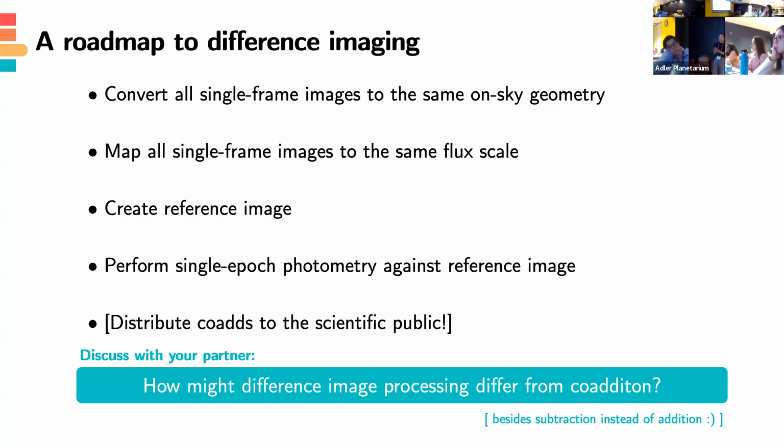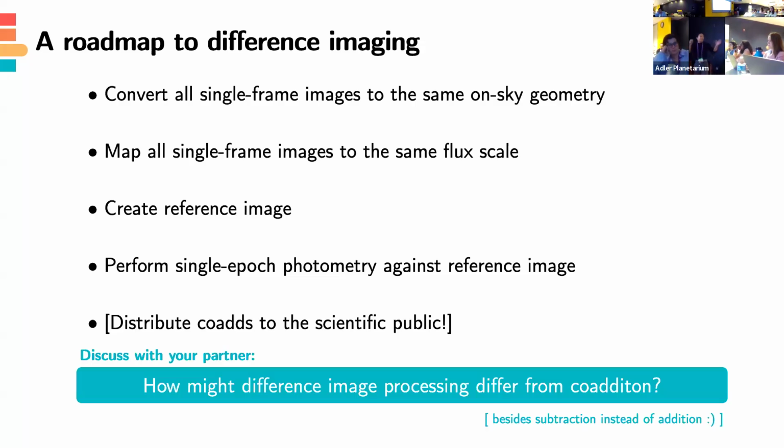Now, we talked about a roadmap to coadds. Now let's talk about a roadmap to difference imaging. I'm going to skip the discussion part because we're running low on time. Essentially, we want to create a reference image, which will have all of the same things as when we did our coadd. Then we want to perform single epoch photometry against our reference image, so we can say quantitatively what is the same and what is different relative to our reference. And then we again have all of the same issues about distributing coadds to the scientific public.